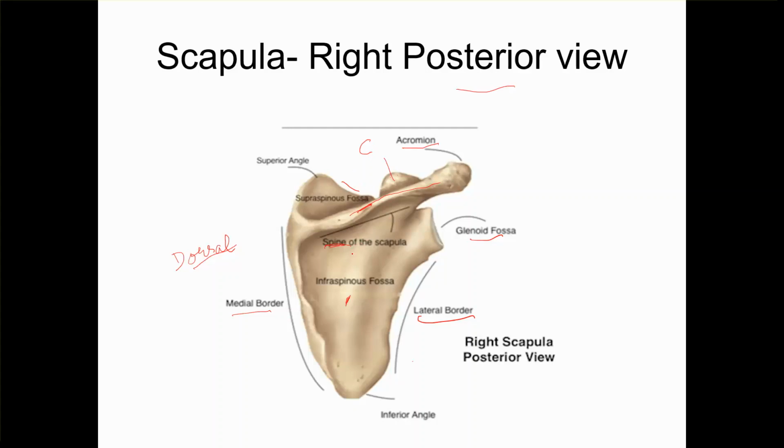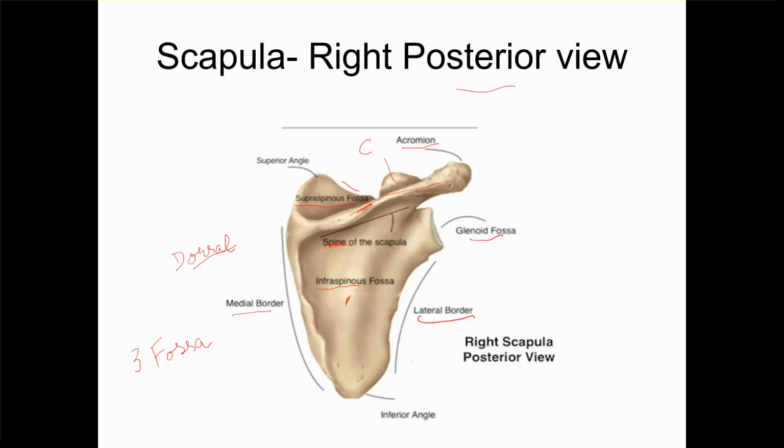Now there are another three related fossas. What do you mean by fossa? It is a depression. So the three fossas are the supraspinous fossa. Remember, the spine of the scapula divides it into two parts. So you have the supraspinous fossa, and the one below the spine is the infraspinous fossa. Supraspinous fossa and infraspinous fossa, and on the other side, on the anterior aspect, it is the subscapular fossa.